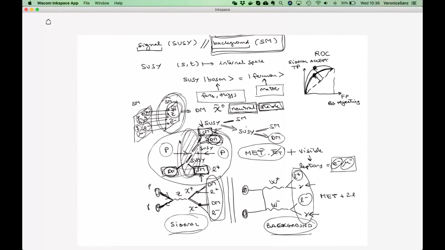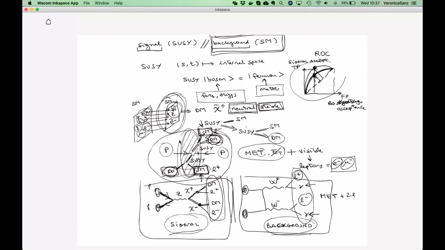rejecting, sorry, that will be background acceptance, not rejection, it's the opposite. As well as rejecting as much background as I can. Right? I want to be as high here and as low here as possible. So this is fine if you had a sample where you had the same amount of signal events as background events. This is what you would like to do. You would like to accept as much signal as you can and reject as much background as you can.